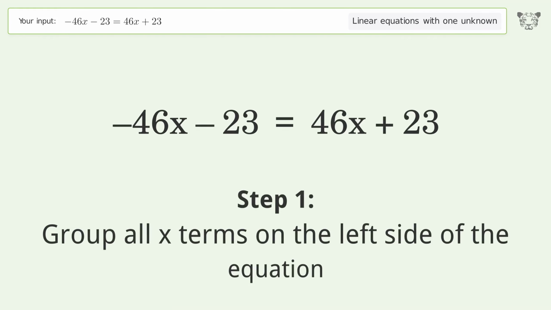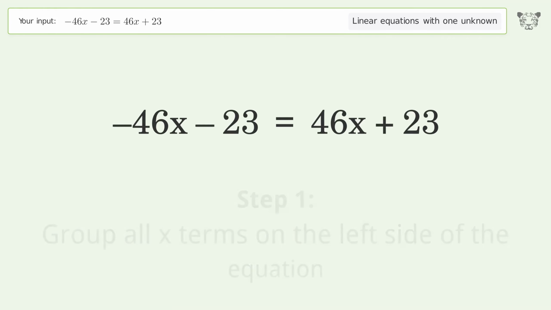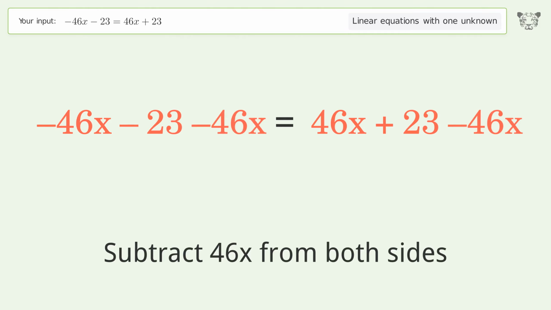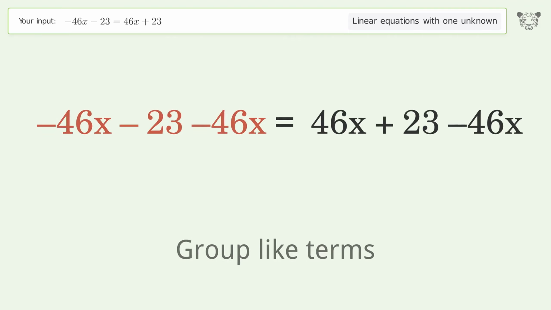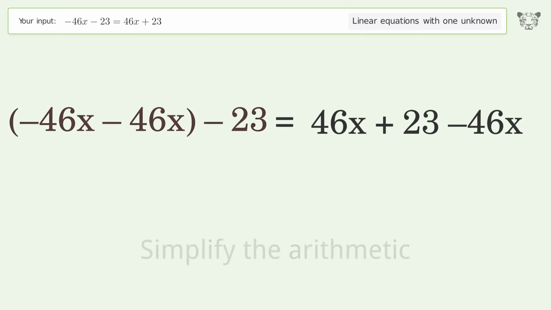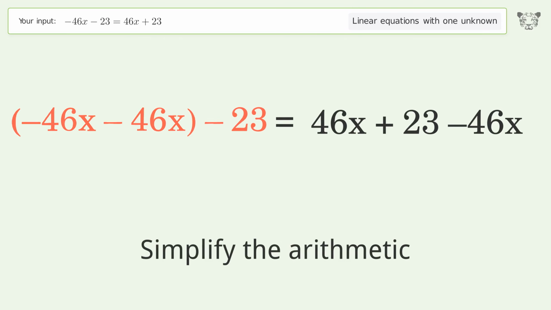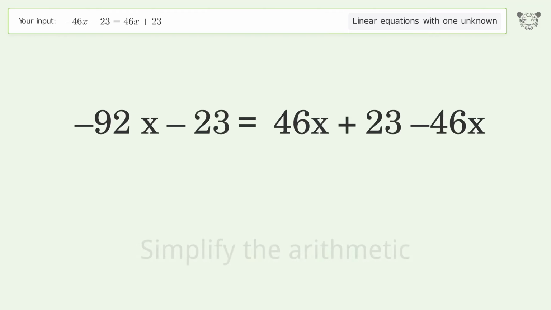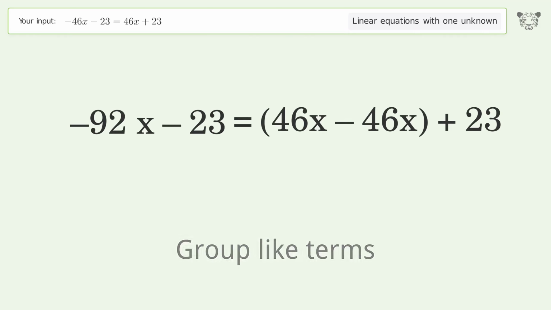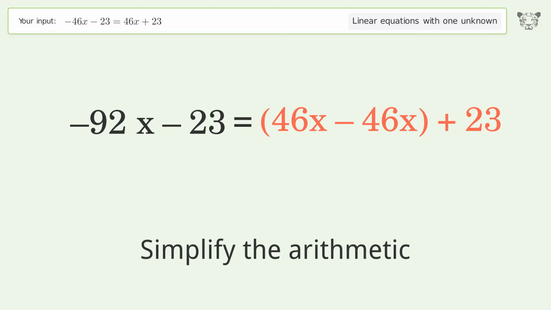Group all x terms on the left side of the equation. Subtract 46x from both sides. Group like terms. Simplify the arithmetic. Group like terms. Simplify the arithmetic.